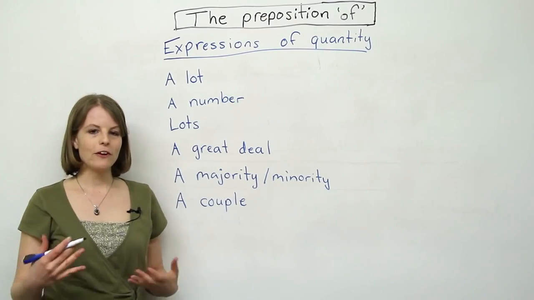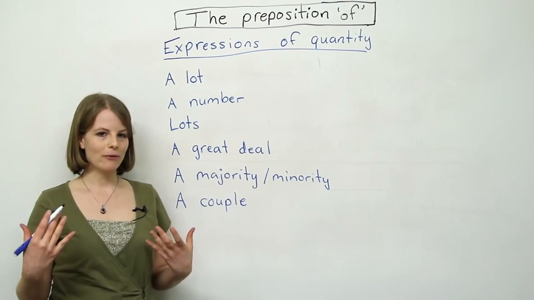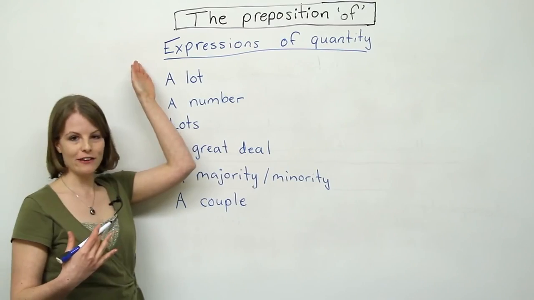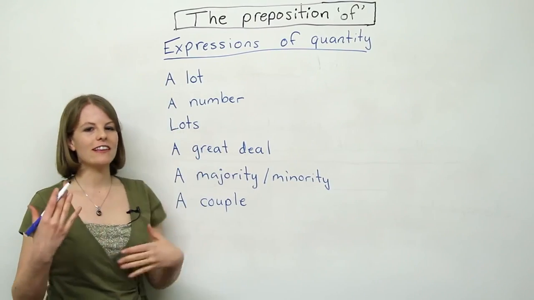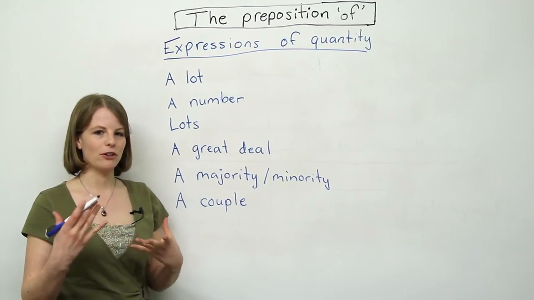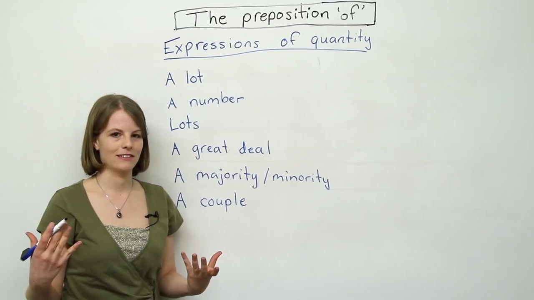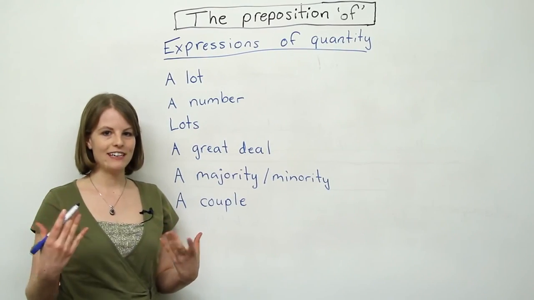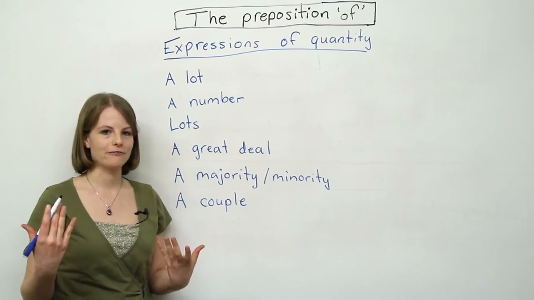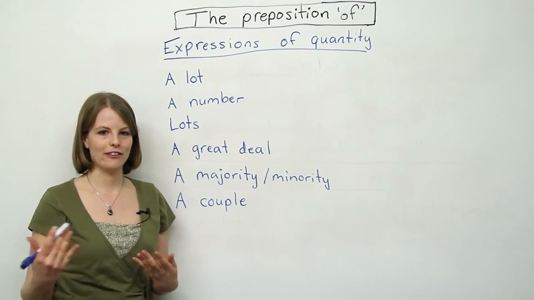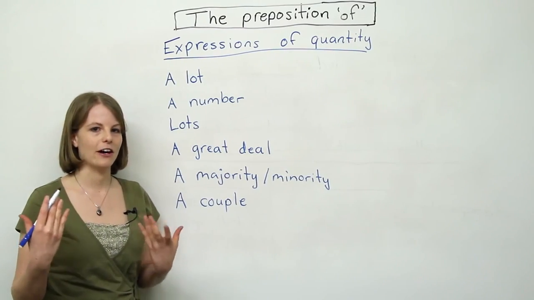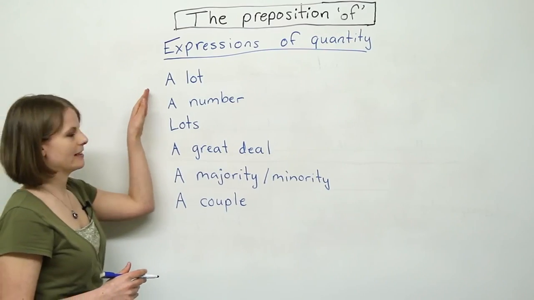So first of all, I talked about possession. Now I'm going to talk about expressions of quantity. So this has to do with numbers, when we're talking about the amount of something. Some expressions of quantity always have of. So we're going to go through that list first, the expressions that always have of. So let's look at some of these.